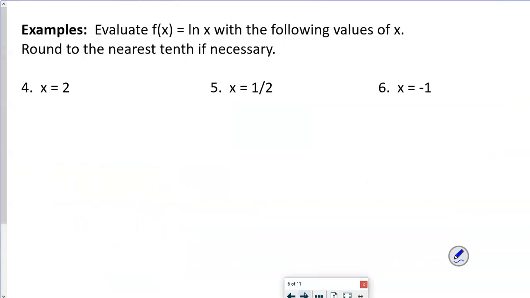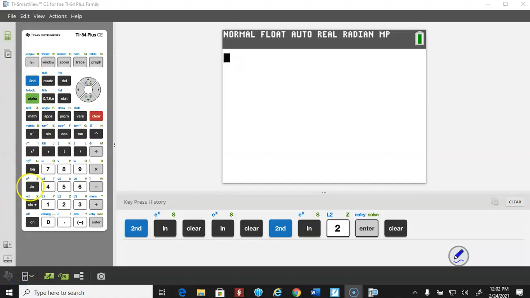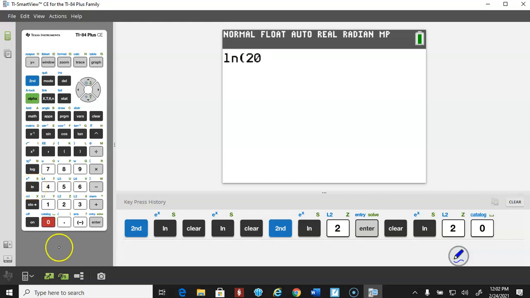So now I want you guys to do ln of each of these numbers. So we're going to evaluate f of x equals ln x. Again, we're going to round to the nearest tenth. So this time, all we have to do is click this ln button, okay? And then go ahead and put our 2 in here, and then enter.